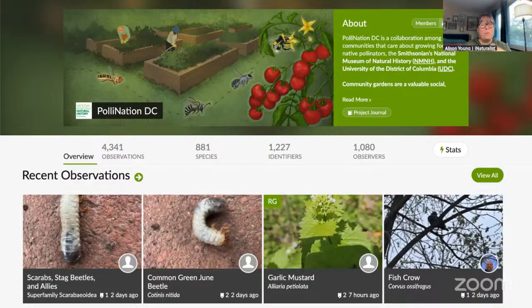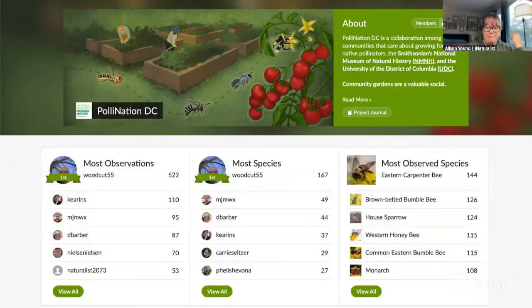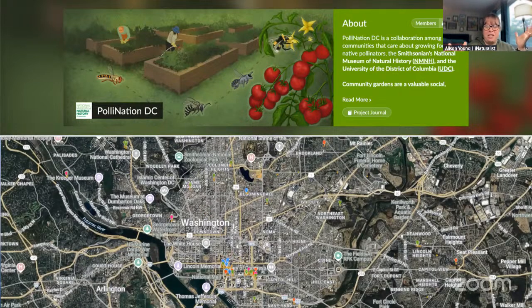Projects will show you the most recent observations, so you get a feed of recent things that people have observed in the areas that your project is looking at. Projects also have leaderboards, so you can see who's made the most observations and who's found the most species, which can be motivating for competitive people. You can also see what the most observed species are in projects, and you can see the map of observations. In this case, this project is restricted to all these tiny community gardens all over Washington, D.C., but you can see those observations on the map coming in from all these little community gardens.